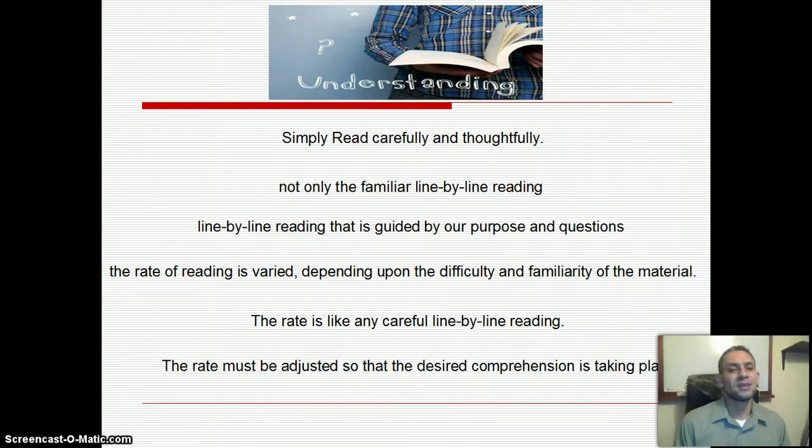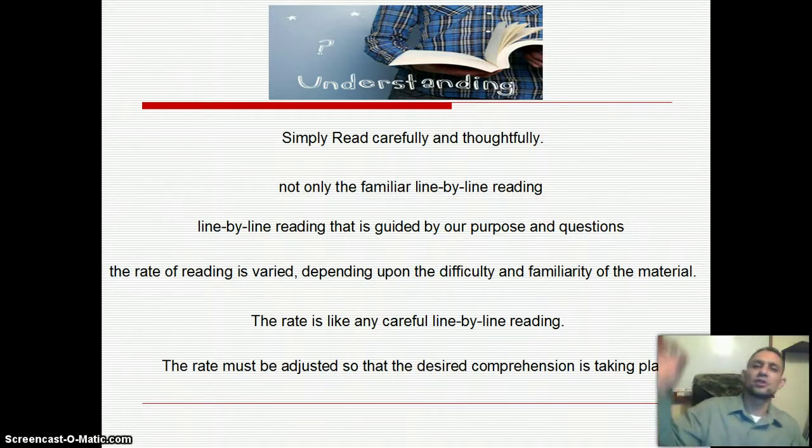Understanding. Simply read carefully and thoughtfully, not only familiar line by line by line. Better a reading that is guided by a purpose and your questions. Those purposes that you set before and those questions that you had set before, let those guide you through your reading.